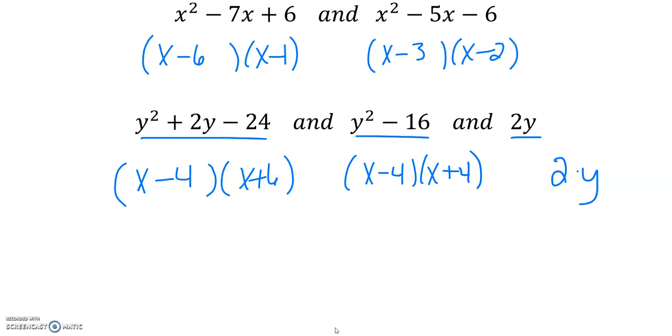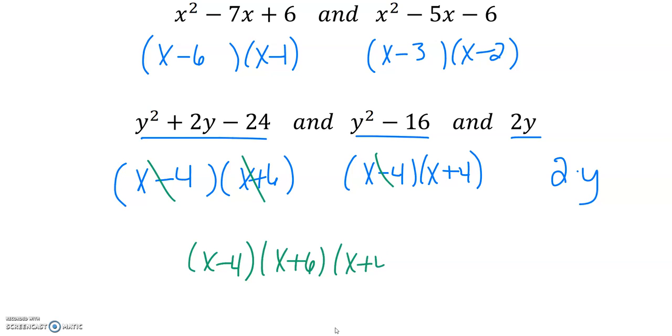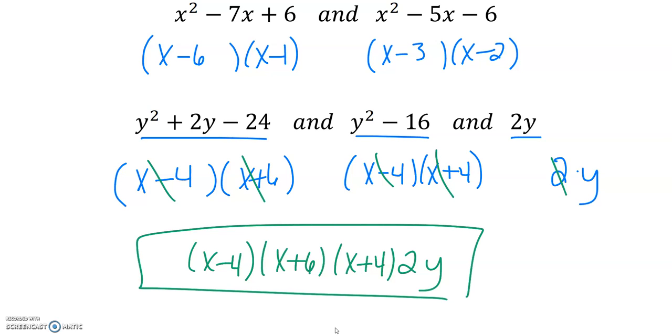Okay, so let's start with what any of them share. What do they have in common? Well, these two have x minus 4 in common, so we can just take one of the x minus 4s and it takes care of both of them. Do they have anything else in common? I don't see anything else. So the next one would be x plus 6. We've got to use that one. We've got to use x plus 4. We've got to use 2, and we've got to use y. And so this is the least common multiple of those three altogether. If we had three fractions we were adding together, this would be our least common denominator.